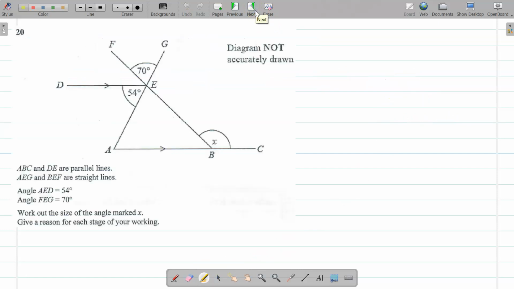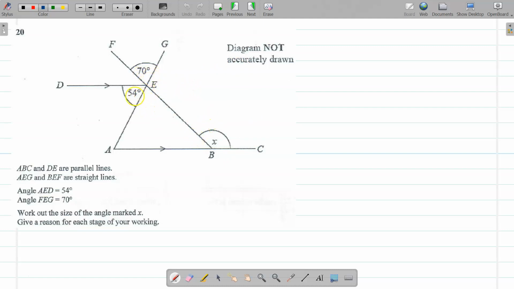Next. Okay, this is worth 4 marks because you get 2 of them for giving reasons at each stage of the working. The other marks are given for finding angles. Now, the first thing you need to do is find some angles and write them in, because that will always give you some marks. Don't be tempted just to work X out and write it down, because you'll only get 1 mark for that if there's no other working or reasons.